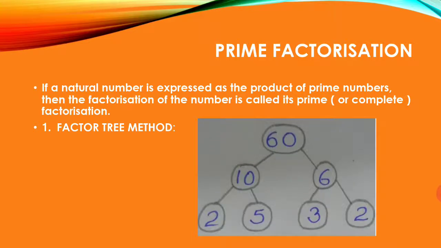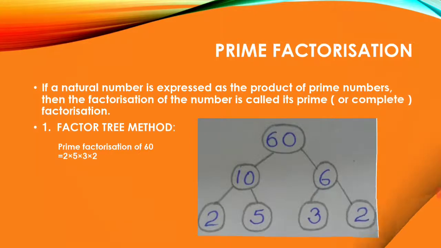Now you can see here we have taken a number 60. Now break this into its factors. We can have 10 into 6 makes 60. Now 10 can be further broken down into its factors: 2 fives are 10 and 3 twos are 6. So prime factorization of 60 is equal to 2 into 5 into 3 into 2.